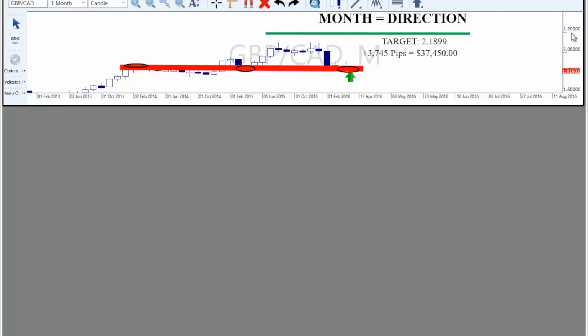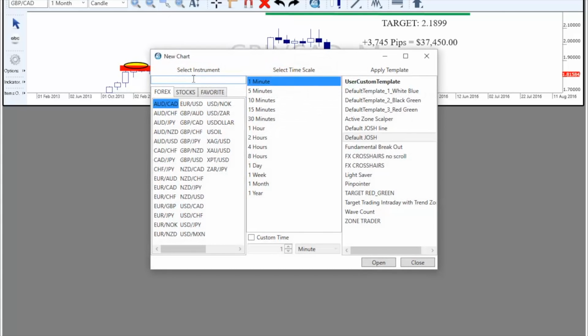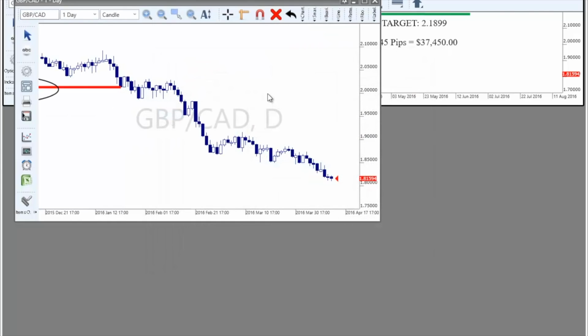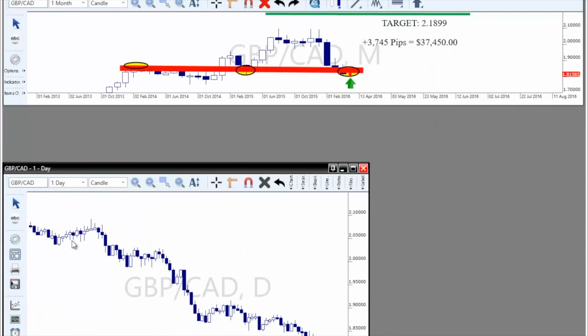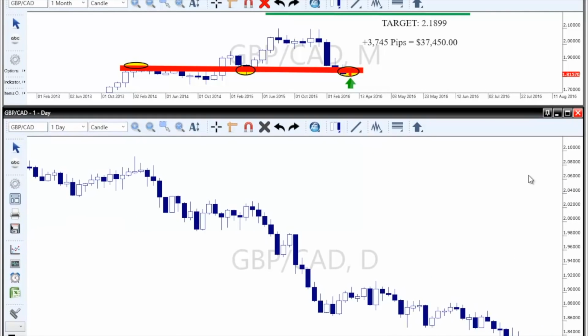And I always ask this question. If we're going to expect this market to go up 3,745 pips, do you want to buy low or do you want to buy high? That's the question that you have to ask yourself. Are you going to buy low or are you going to buy high? Everyone says, Josh, of course I'm going to buy low, because I want to make money when the market's at a high price. You're right. But the issue is traders don't know which time frame to find your high prices and low prices.